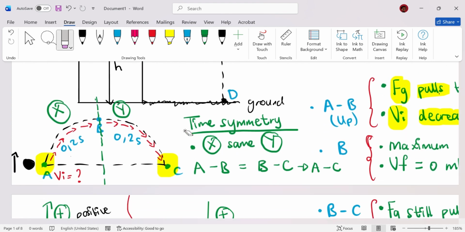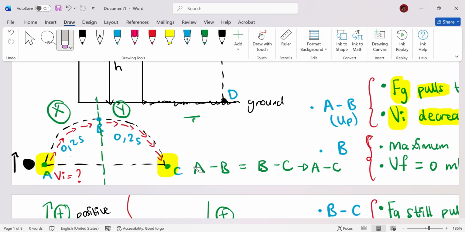Right, so I'm going to erase this and go back to my building diagram before I finish off this video.